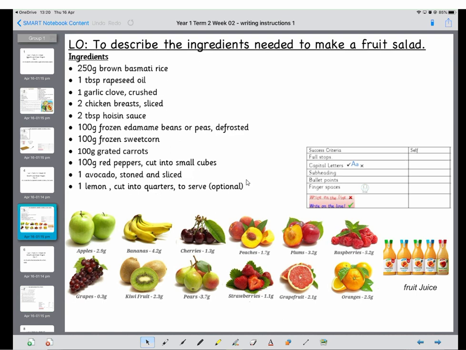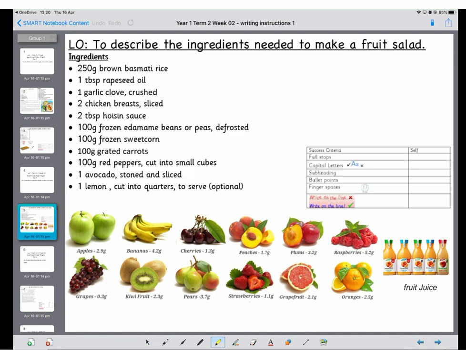Right, I want you to have a look at the success criteria. And I want you to have a go at pointing out on the screen some of the features that are there. Some aren't there. And you need to be thinking about including them in your own bullet points and ingredients. So, grown-ups, start the video again when you're ready.